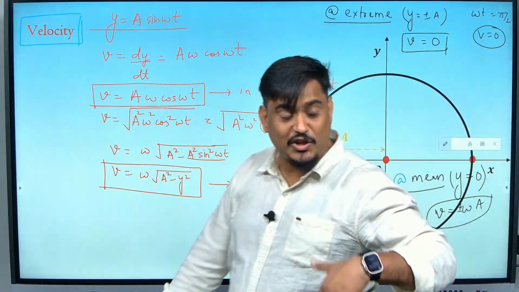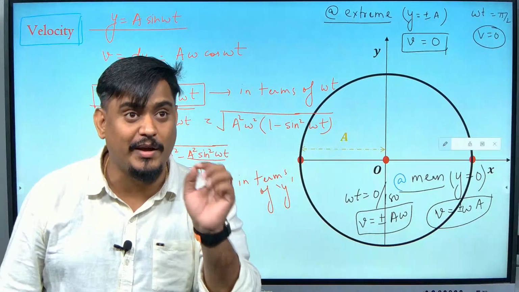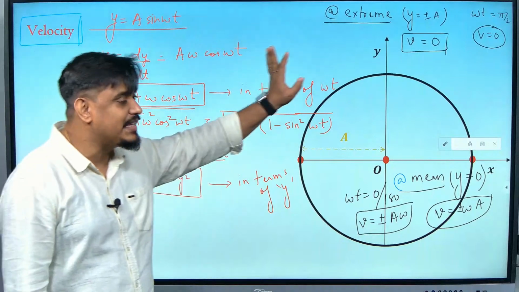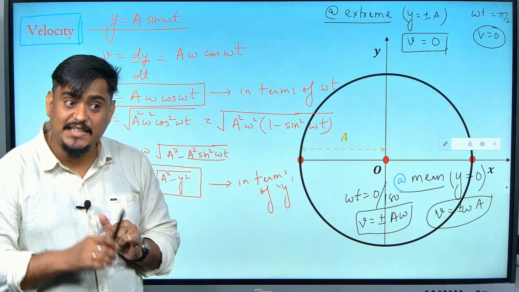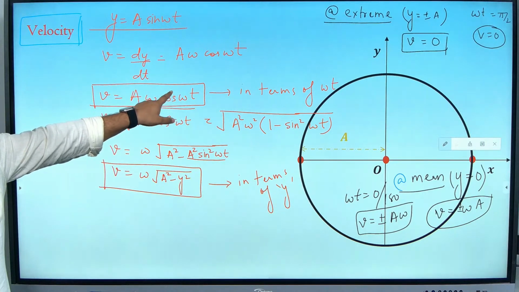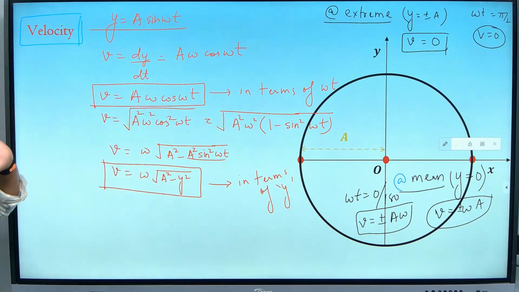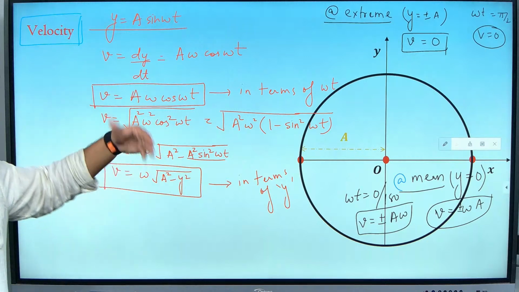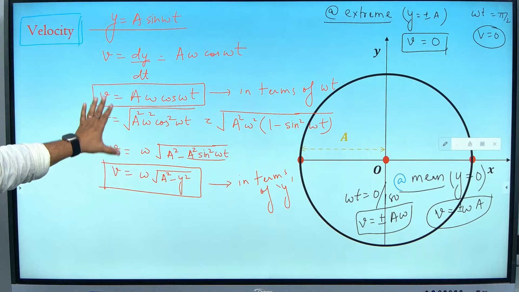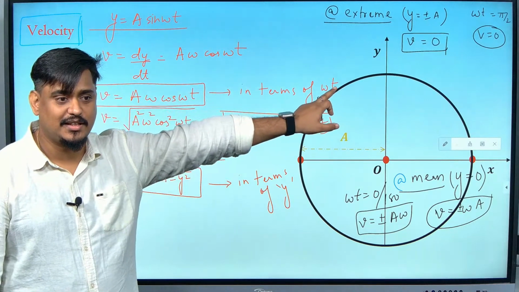So somebody trying to get extreme or mean by omega t, they can get. Somebody trying to get extreme or mean by y, they can get. That is the reason I am finding the equation of velocity in terms of omega t also, in terms of y also. In future, if you want to use it in terms of omega t, you can use this equation. In terms of y, you will use this equation. Both will lead to the same answer. It won't change the answer.